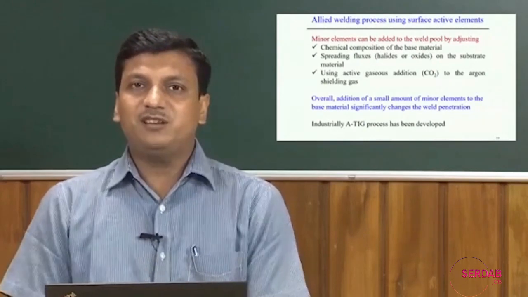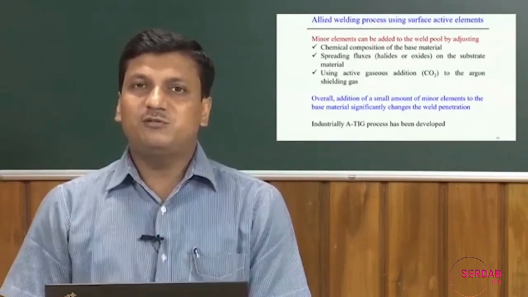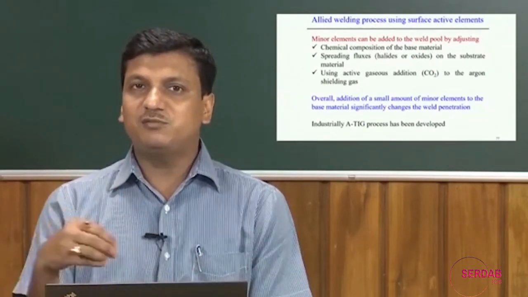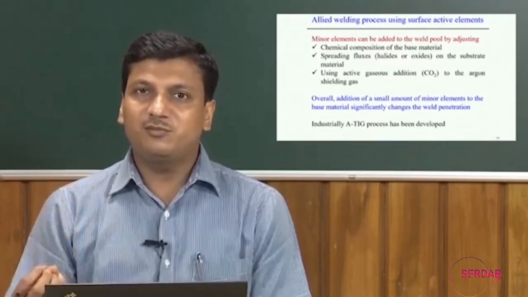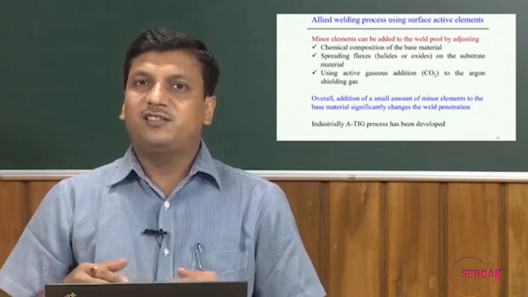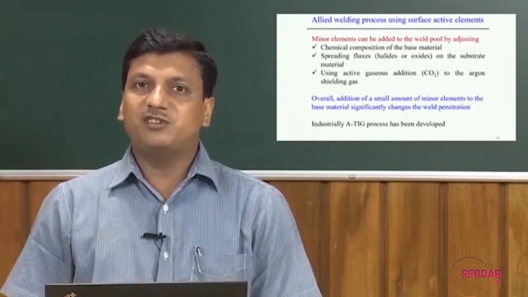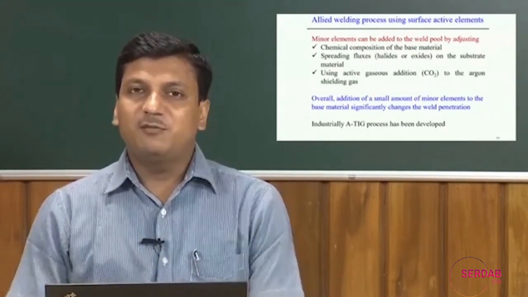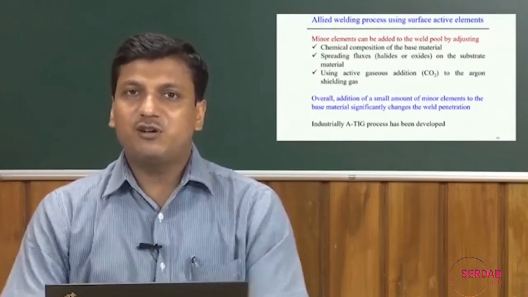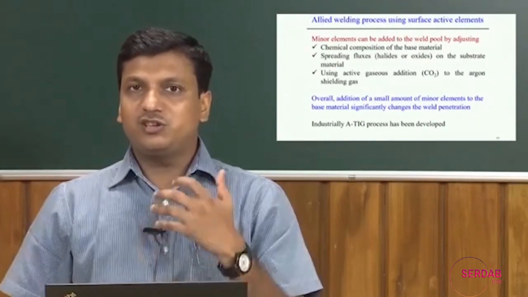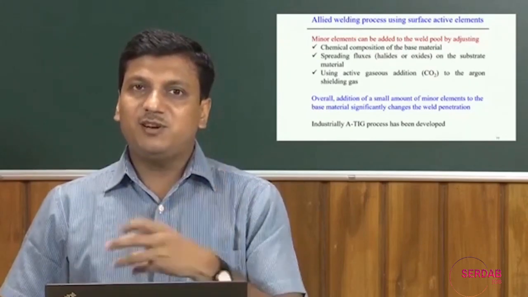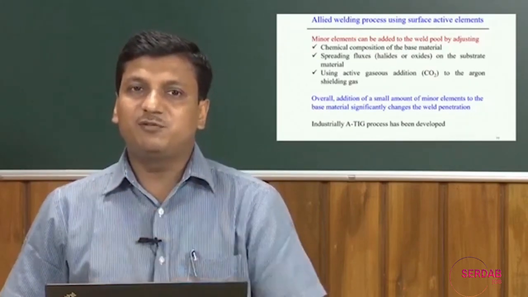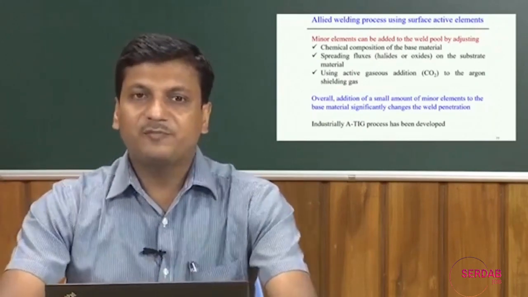So, that means if it is possible to add some amount of the surface active elements within the weld pool during the welding process, that can bring the positive effect of the surface active elements. That means it can affect the weld pool shape. But what are the different ways to practically make the surface active elements part of the final weld pool? So, there are three different ways.